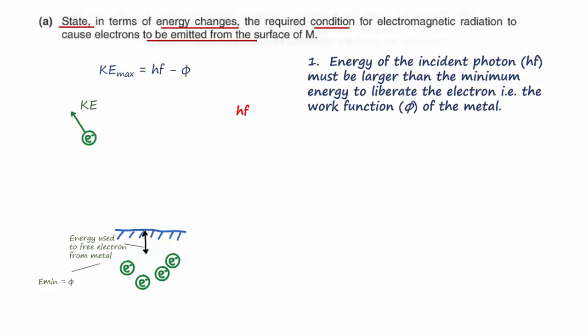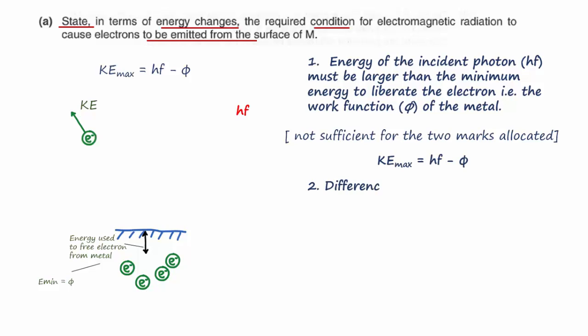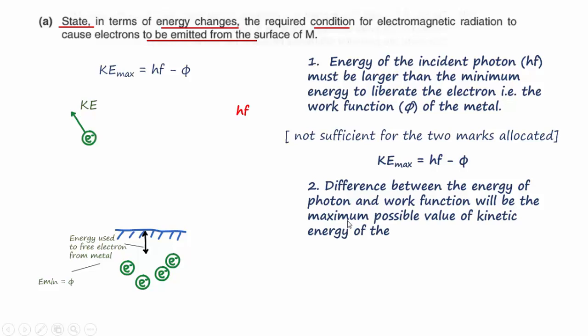However, before we move on to the next part of the question, we note that this does not seem sufficient for a 2-mark question. Hence, we will need to look for another point to include in the answer. The key concept tested here is KE max equals hf minus phi. Hence, we will add that in for the 2nd mark. The difference between the energy of the photon and the work function will be the maximum possible value of kinetic energy of the emitted electrons. This will be the 2nd point for the answer.